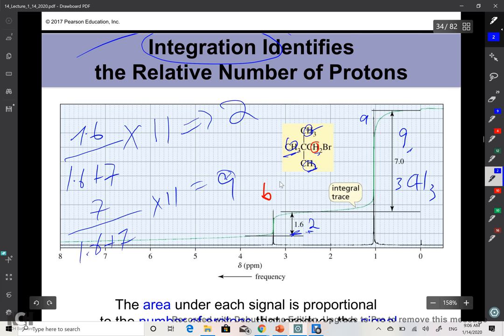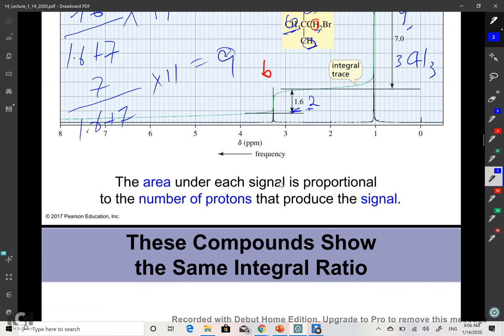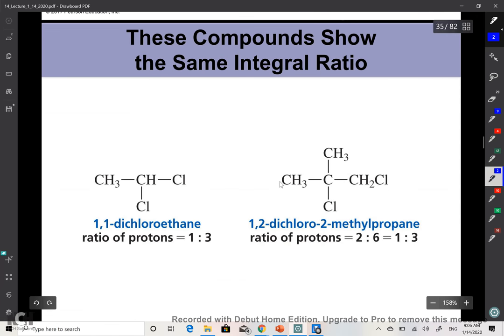So when you are given the integration in terms of ratio, that's what you do. If you are given integration in terms of the hydrogens, that's fine, then you can just use it directly. So familiarize yourself with both methods, okay? Integration can be given either way. The area under each signal is proportional to the number of protons that the signal produces. That's what we refer to as the integral, okay?